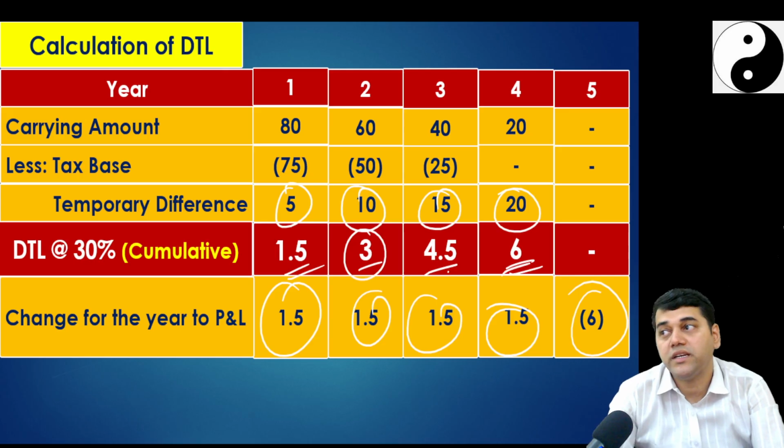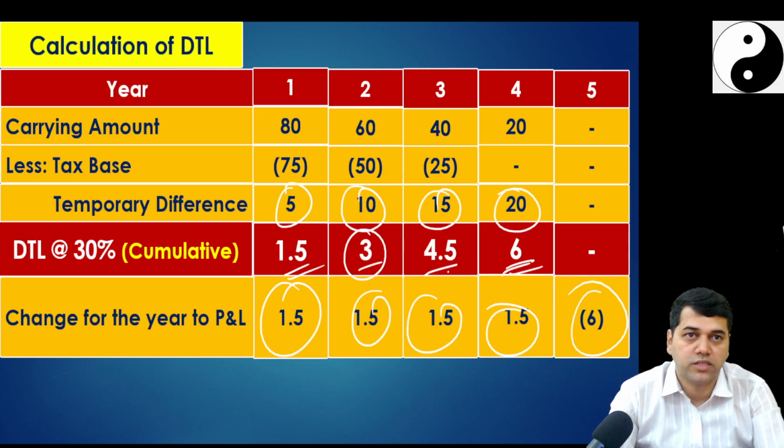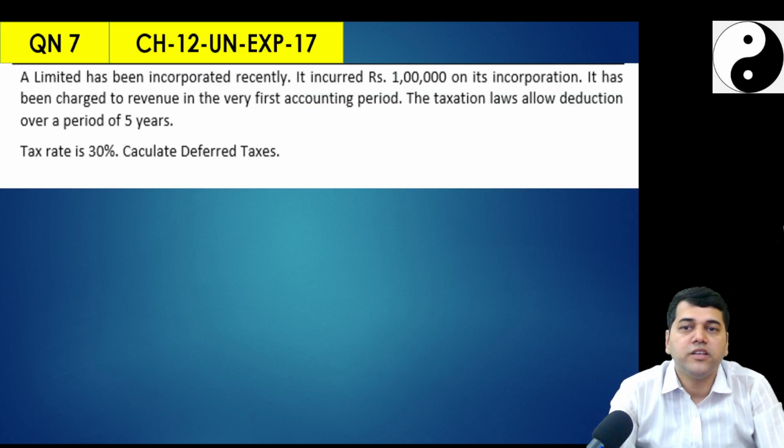Yeah, movement in temporary difference they have not asked. So one of the questions they may ask you: A Limited is incorporated recently. It incurred 1 lakh incorporation expenses. They charged it in the year of revenue only. Taxation loss is allowed in 5 years. Tax rate is 30%. What is my deferred tax? Do I have a deferred tax asset or liability?